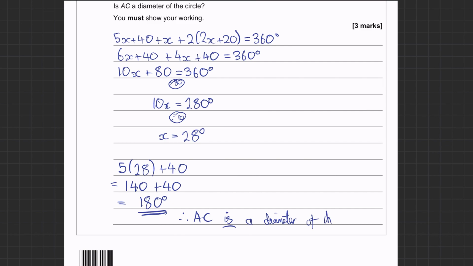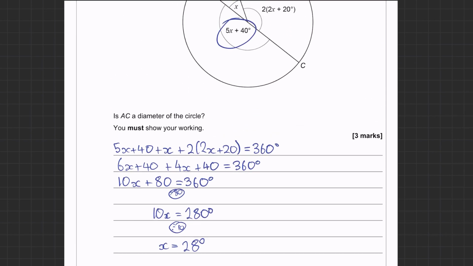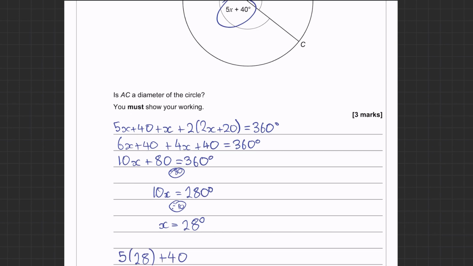Now, the second way of doing this is very similar, but how I explained at the start. We're going to assume that this 5x plus 40 at the top here is 180. So we'll say 5x plus 40 we'll assume to be 180 degrees. Take away 40 from both sides, so 5x equals 140. Divide both sides by 5, so x equals 28.